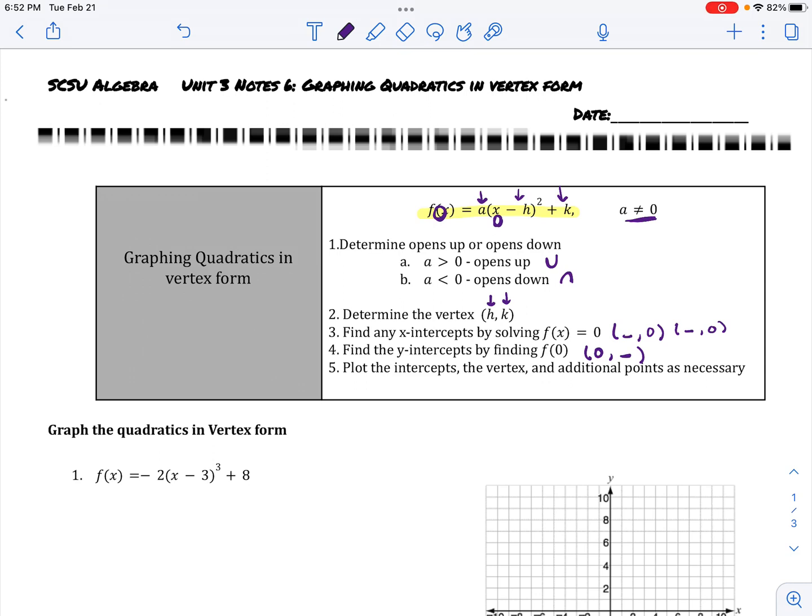Okay. We're going to plot those 4 key points, and then we're going to use what's called the axis of symmetry, okay, and we'll talk about that here in a second, but the axis of symmetry to help us get a 5th point so that we can get that symmetric U or N shape that we're looking for.